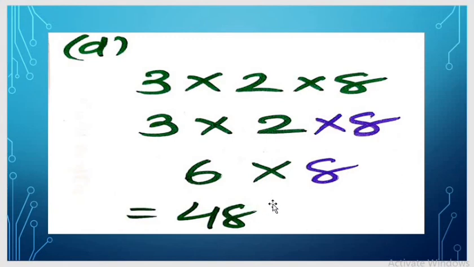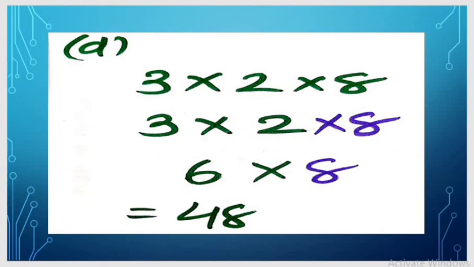I hope you all have understood. Okay students, again I'll repeat to you question number D: 3 multiplied by 2 multiplied by 8. So 3 multiplied by 2, and multiply by 8. After that, 6 multiply by 8. 3 1s are 3, 3 2s are 6, and 6 multiply by 8. So 6 8s are how many? 48. 6 8s are 48.